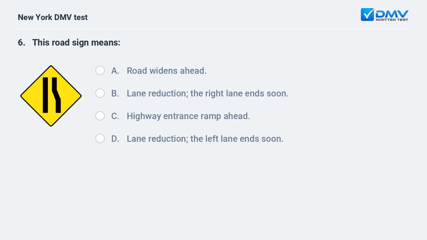This road sign means: A. Road widens ahead. B. Lane reduction, the right lane ends soon. C. Highway entrance ramp ahead. D. Lane reduction, the left lane ends soon. B. Lane reduction, the right lane ends soon. This sign indicates that the right lane ends ahead.